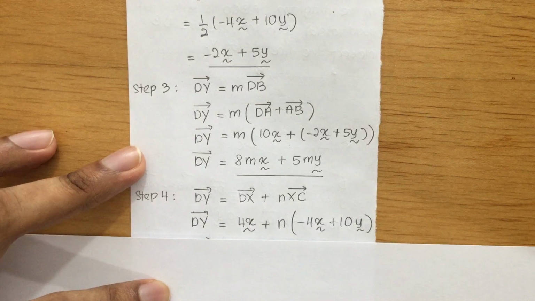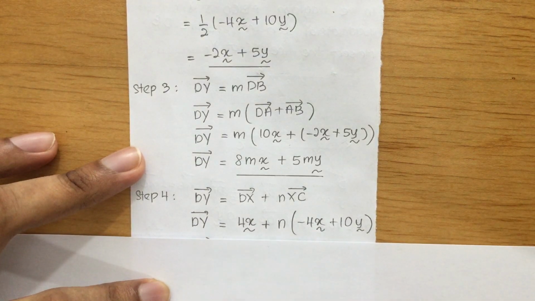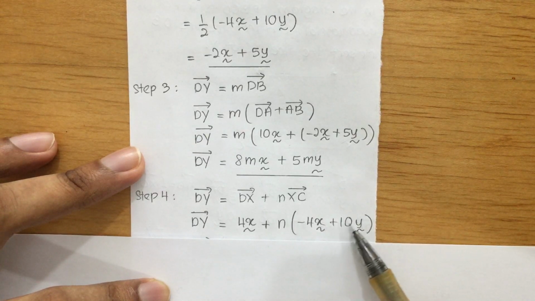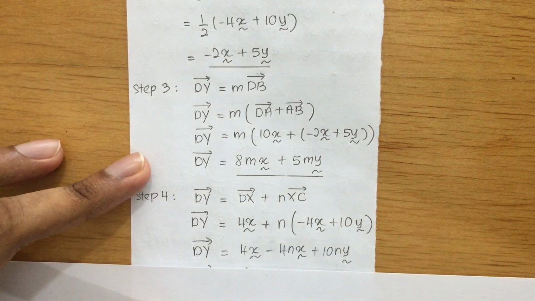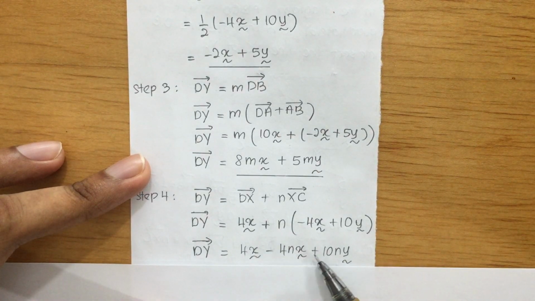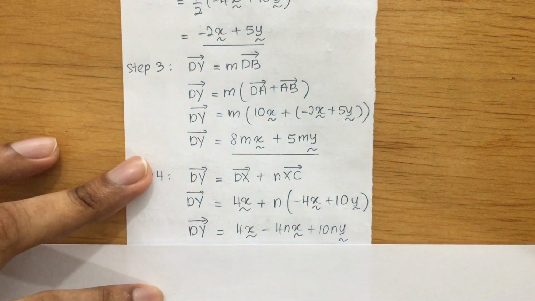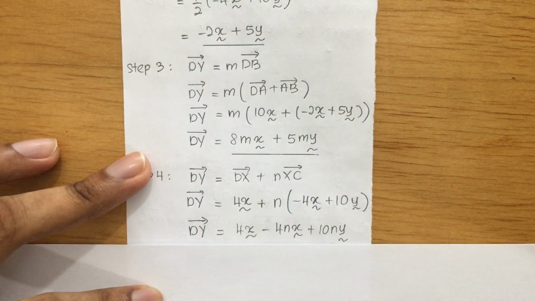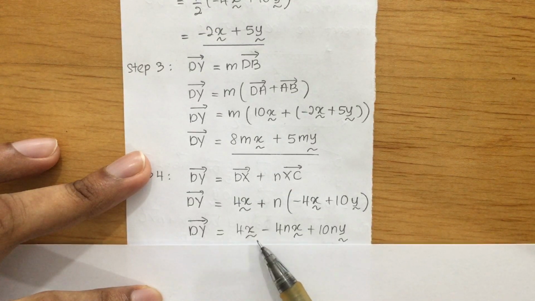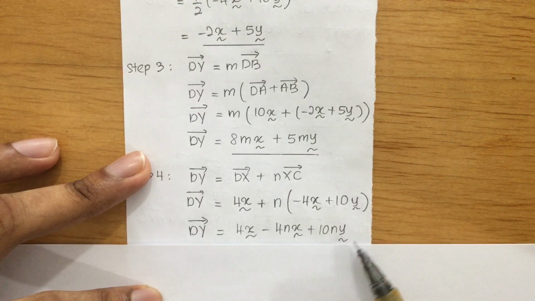Vector DX is 4x, which we have already found in the earlier working, plus n in a bracket, negative 4x plus 10y. You times in the n. So from here you get vector DY is equal to 4x minus 4nx plus 10ny. What you can do over here is factor out the n and regroup them separately in terms of component x and component y. So you can regroup them and form 4 minus 4n in a bracket component x plus 10n component y.